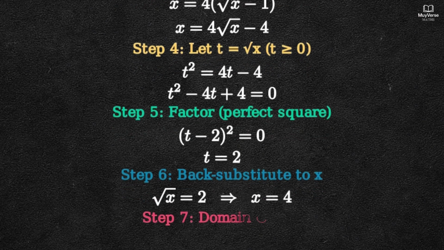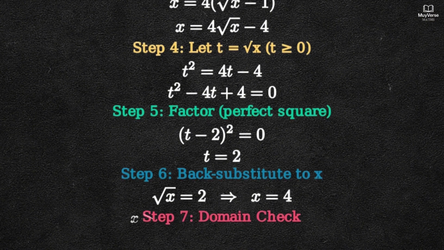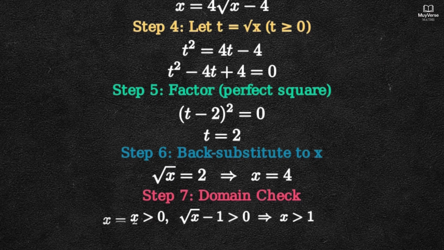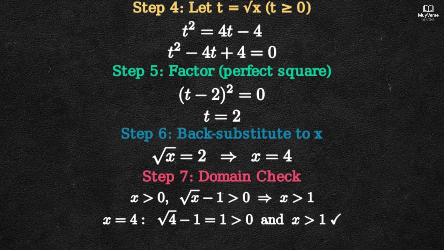Step 7. Domain check for the original logarithms. We need x greater than 0 and square root of x minus 1 greater than 0, which means x greater than 1. Our solution x equals 4 satisfies x greater than 1, and both logarithms are defined and positive inside. No extraneous solutions appear. Therefore, the simple and real solution is x equals 4.